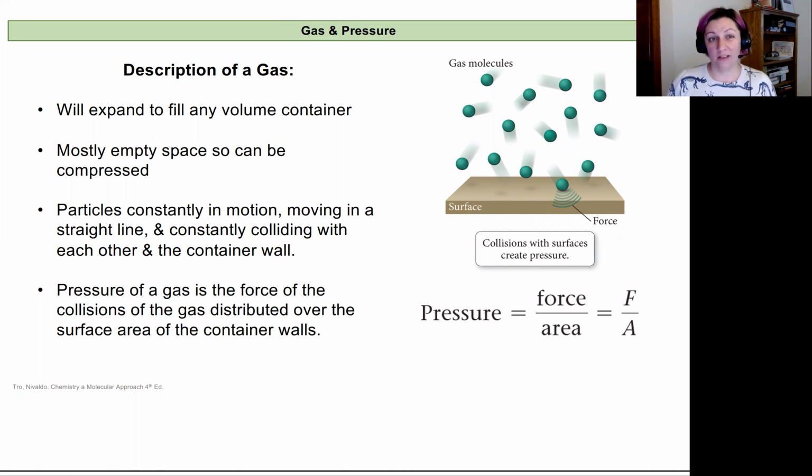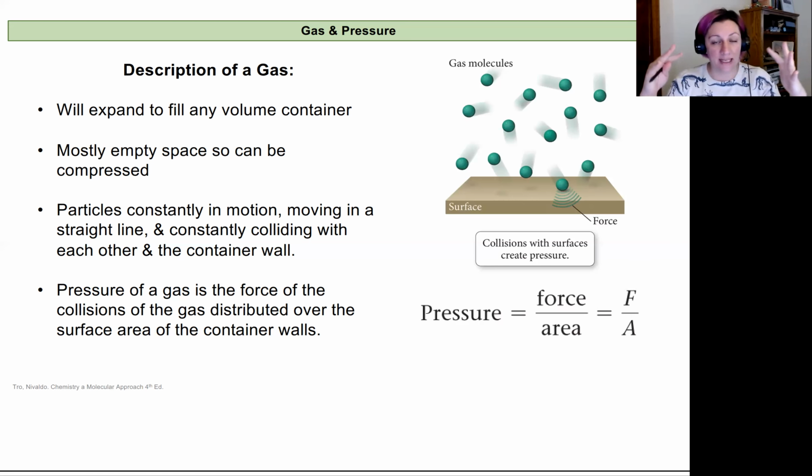So let's start by looking at the description of a gas. We've talked about the different phases of matter: liquids, solids, and gases. Now, a gas is the phase of matter that is going to expand to fill up any volume that you put it in in terms of a container. So it'll occupy the entire volume of any specific container that's holding the gas. Now, that'll mostly be empty space.